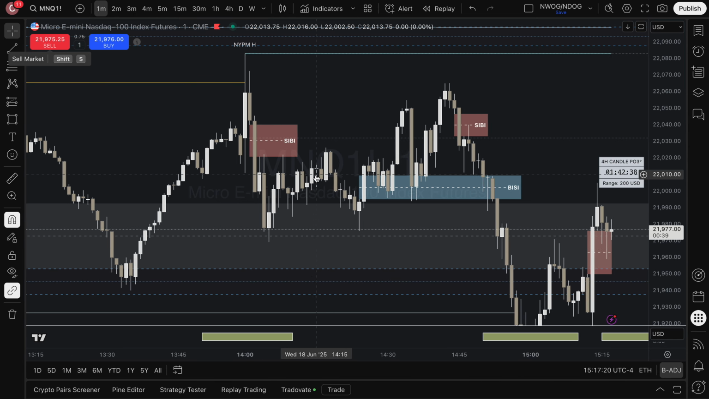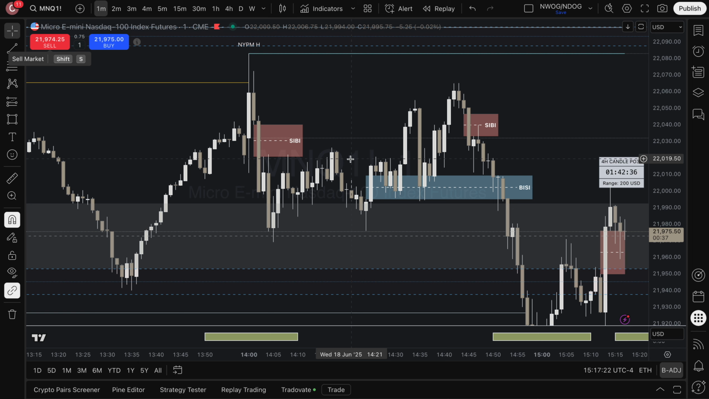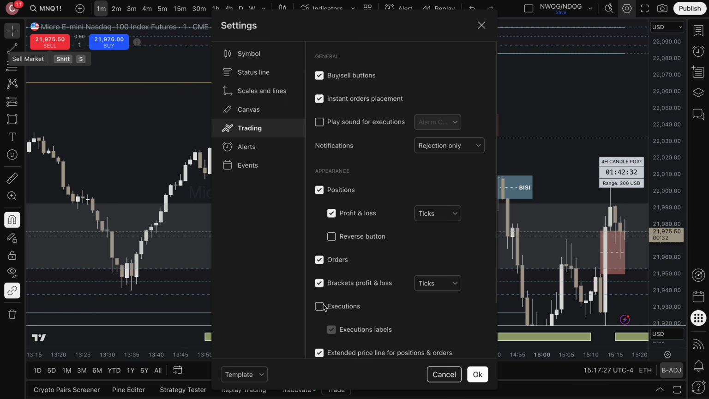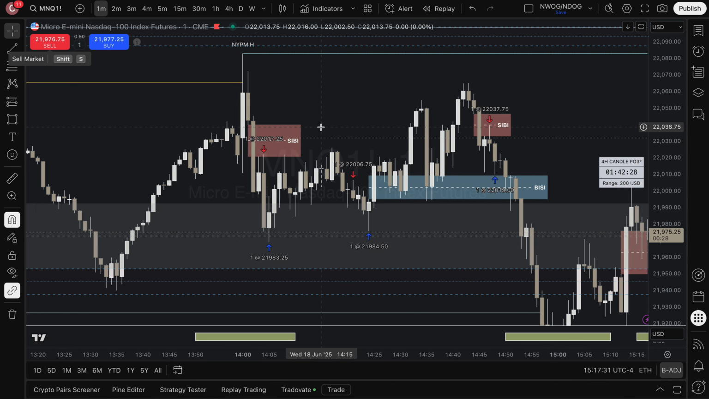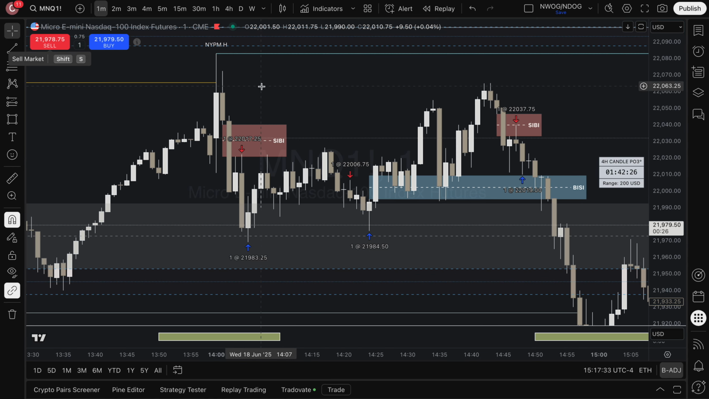Right? And if you watch my last recap, I'll turn my executions on actually. I took a trade right here. So we came down, formed this sell side imbalance, buy side inefficiency. Once this candle opened, it traded up.